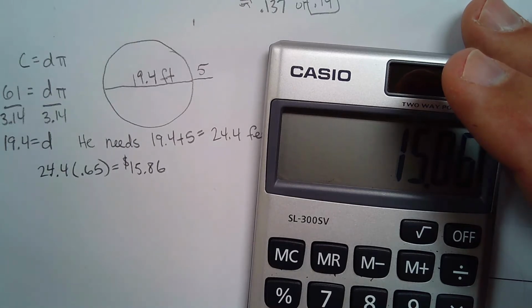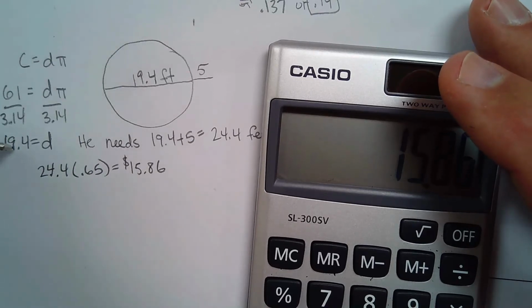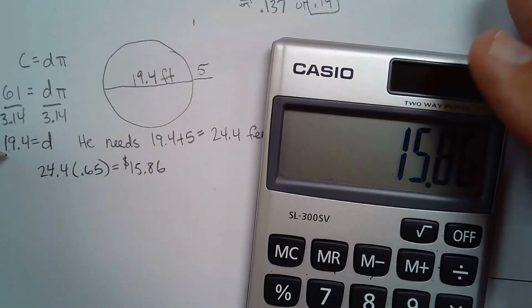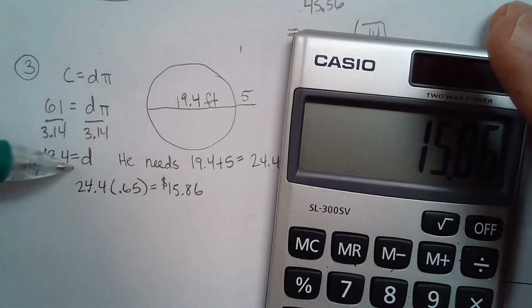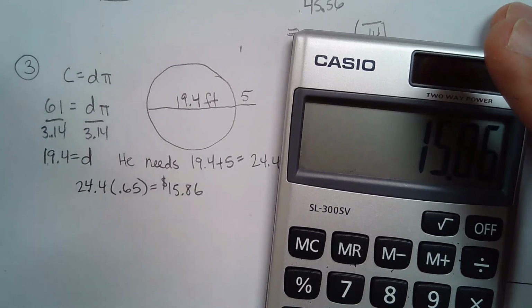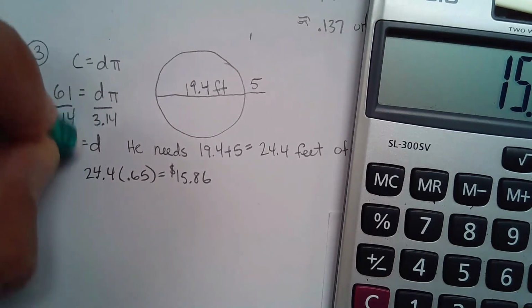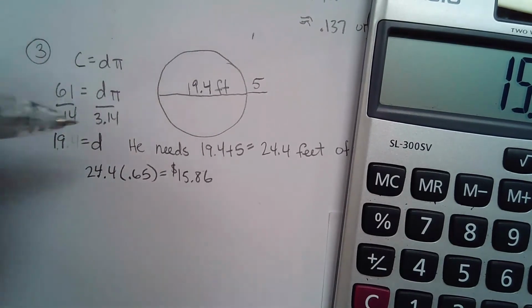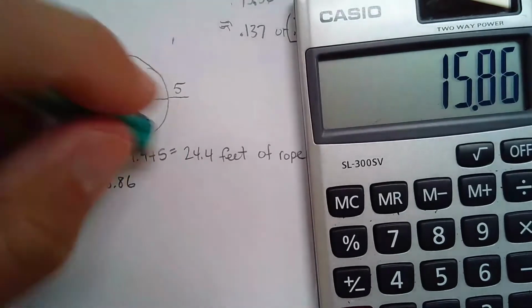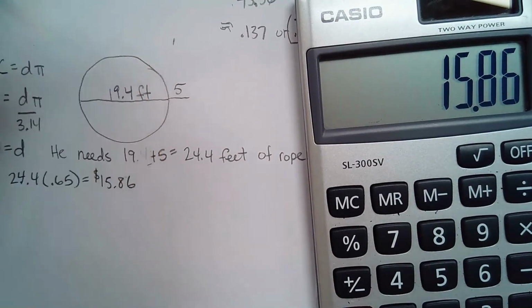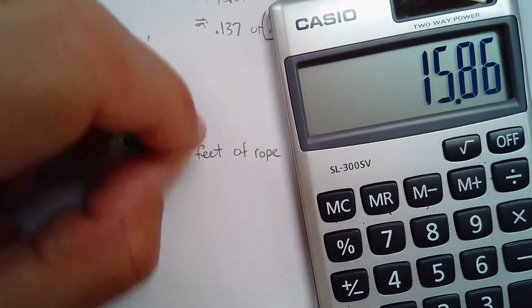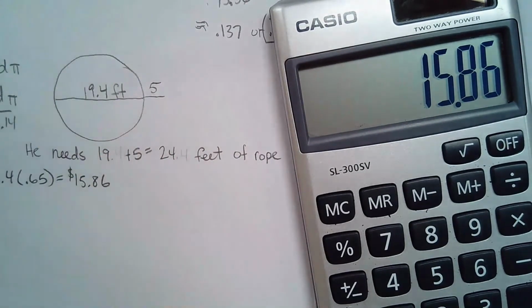Oh, I know what's up. The difference is I just rounded to the nearest whole number in my solution. So instead of 19.4, I just used 19. And so that changes things a little bit. When you're doing this on the quiz, I certainly would be fine with you rounding to the nearest whole number. So that's 19, plus 5, which would make it 24 feet of rope.